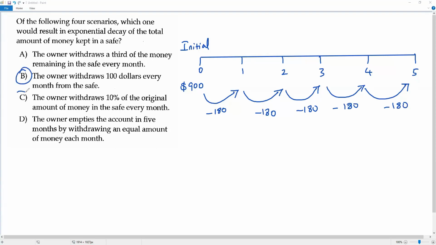So in options B, C, and D, in all these three options, the scenario we have is linear decay. Only in option A do we have exponential decay. So the correct answer choice for this question is option A, because the question targets the scenario where we have exponential decay, and only in option A do we have exponential decay.